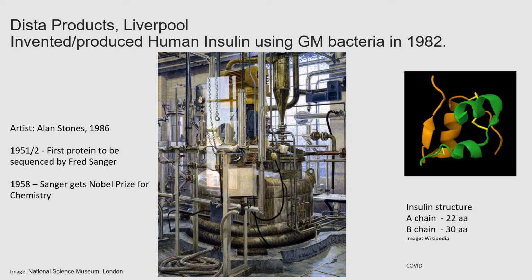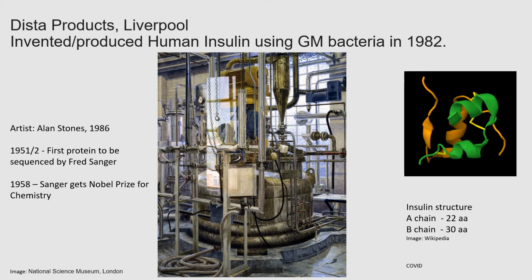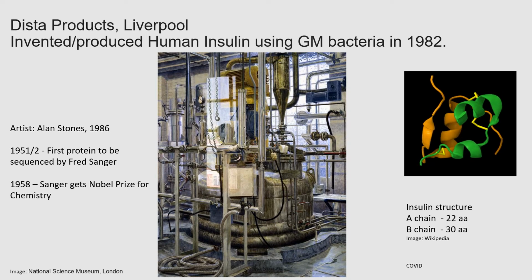So on the right we have insulin, looking at the structure here, and to get the sequence you had to sequence these two chains. There's an alpha and beta chain of different lengths of amino acids. And so it's just useful to think what's actually going on inside here. We've got bacteria with altered DNA producing insulin, and this is just a modern diagrammatic representation of insulin.